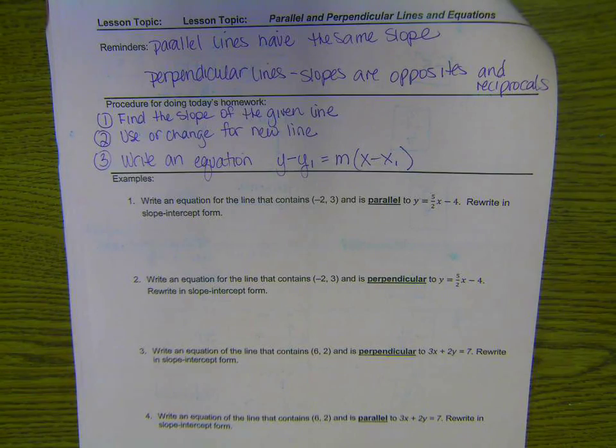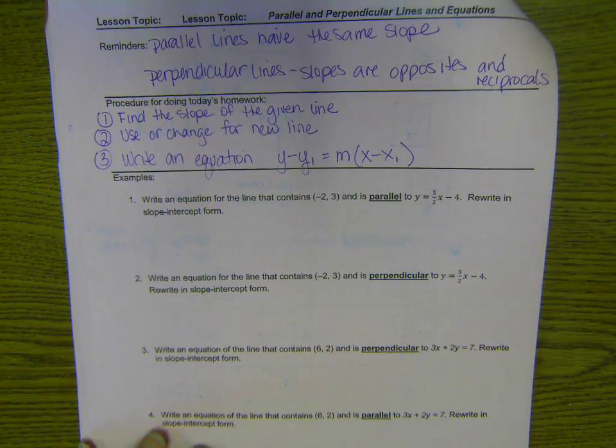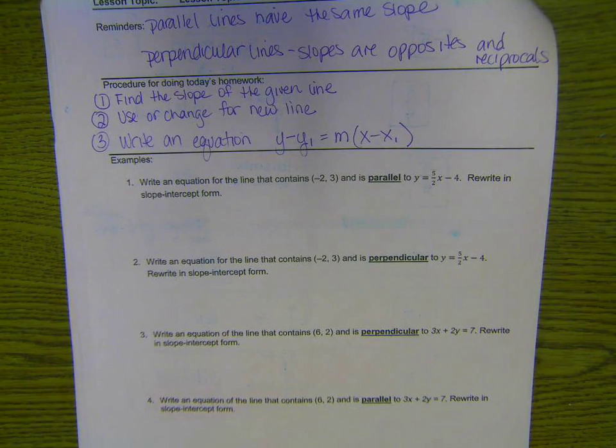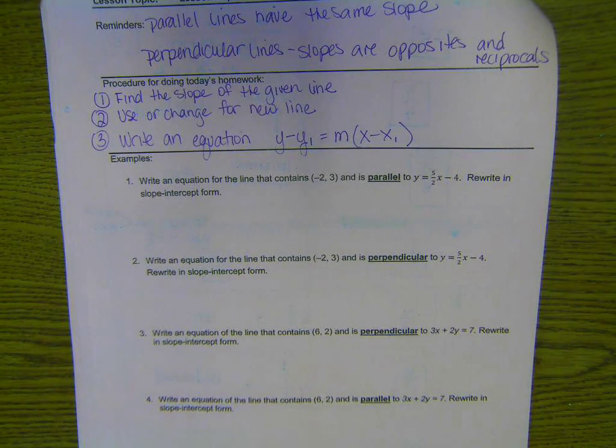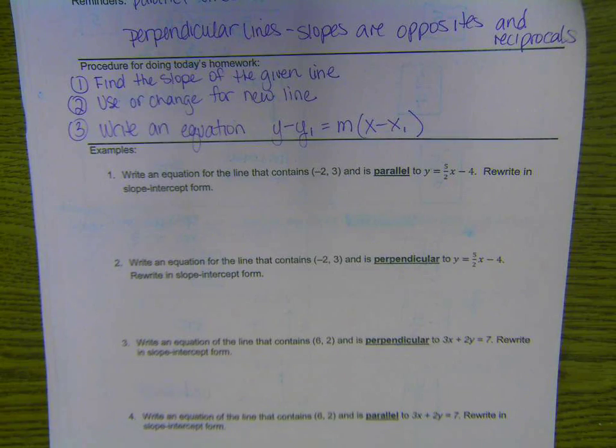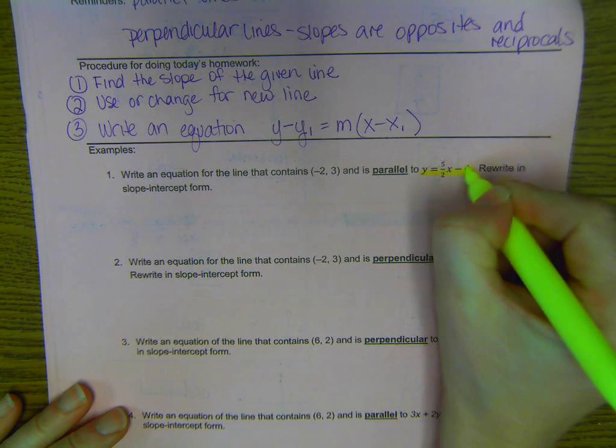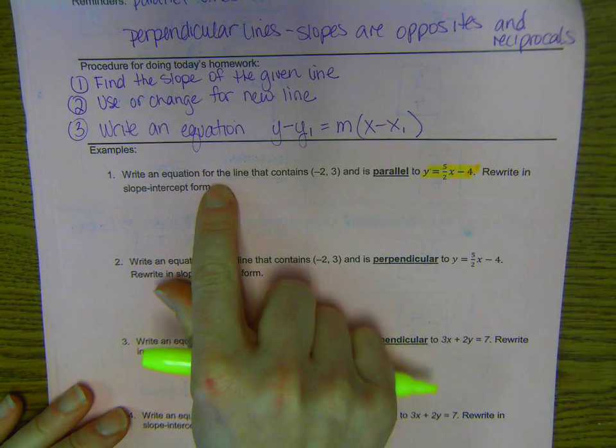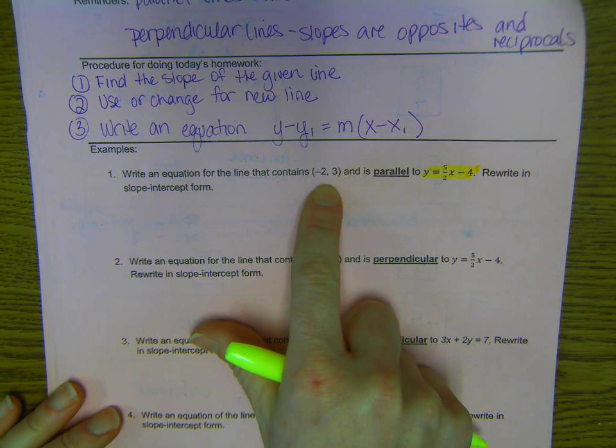Okay, so let's take a look at number 1. I give you a line. What's the equation of the line that I give you? Y equals, what's the equation of the line that I give you in number 1? 5, 2. So I want an equation for a line that contains the point -2, 3 and is parallel to this line.